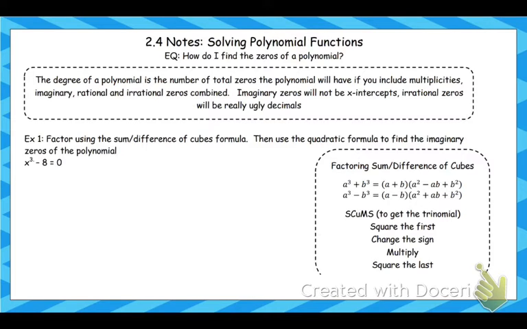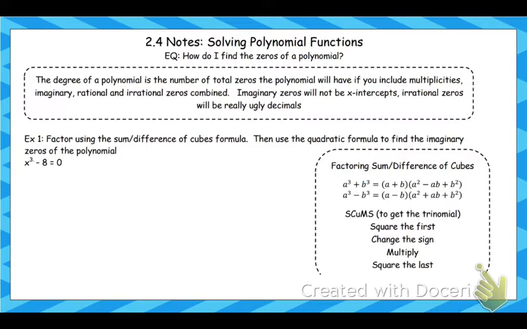So whenever we solve a polynomial equation, we're either going to set it equal to 0 and solve it, like we did with quadratics, or we're going to take the function and find the zeros. The process is going to be the same, but those are just two different wordings that you'll see in the directions.